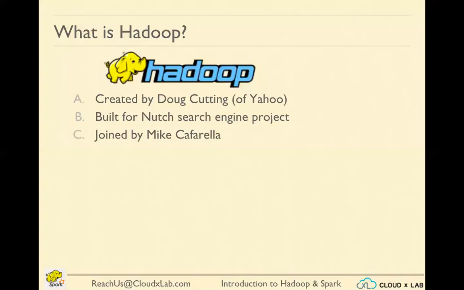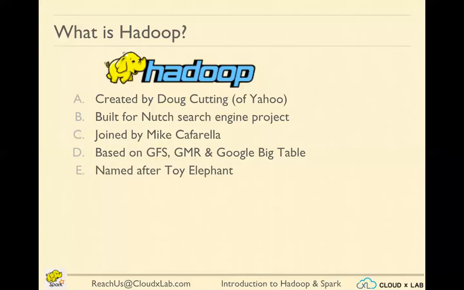He was joined by Mike Cafarella, and luckily for them, Google released three papers called Google File System, Google MapReduce, and Google Bigtable. So instead of continuing with the Nutch search engine, they first implemented these three papers, and that's what became Hadoop. Hadoop was initially based on these three components. Google File System became HDFS, the Hadoop Distributed File System, and Google MapReduce became Hadoop MapReduce. Google Bigtable became HBase, right? These three components were the initial ones of Hadoop, and that's where Hadoop got started.